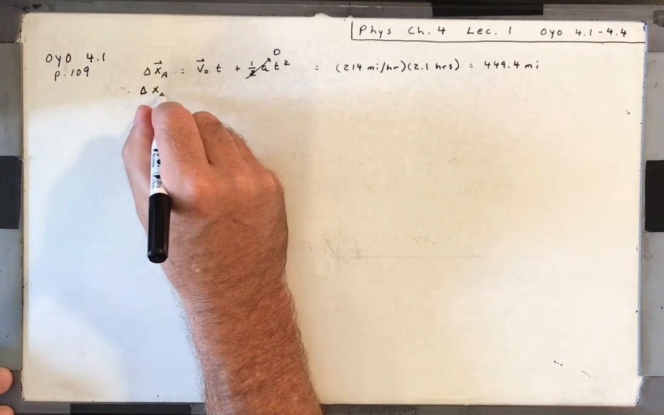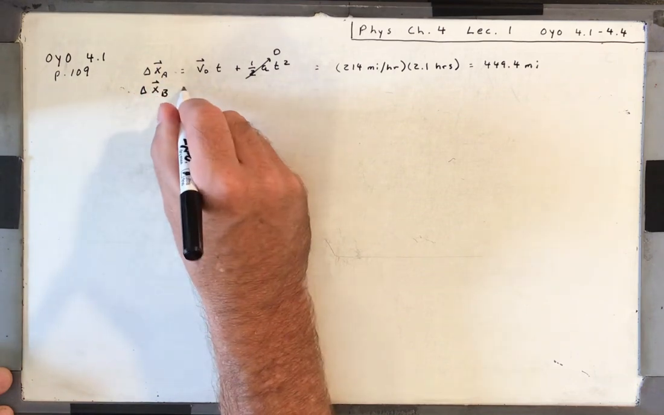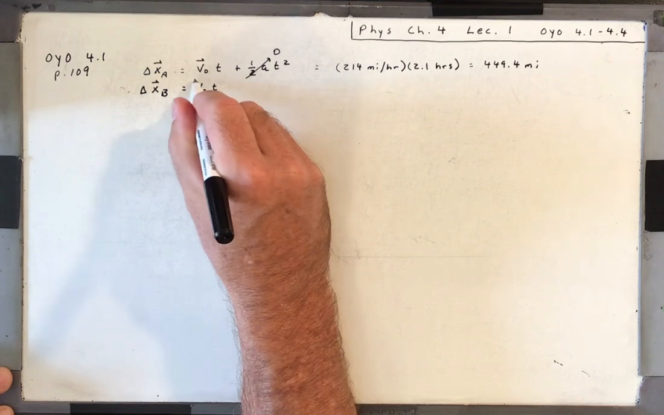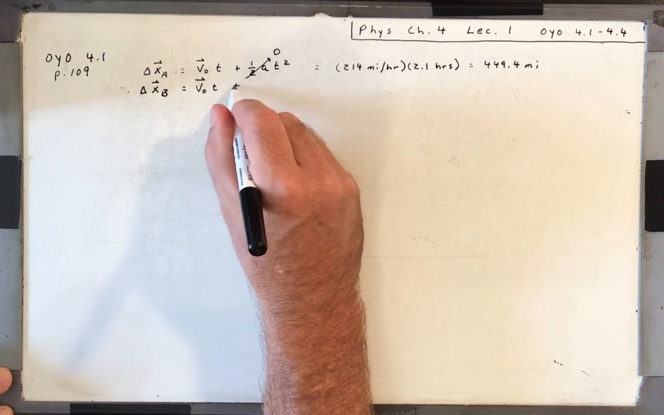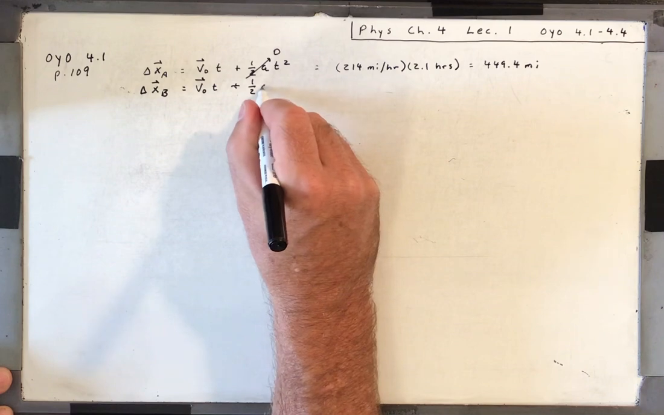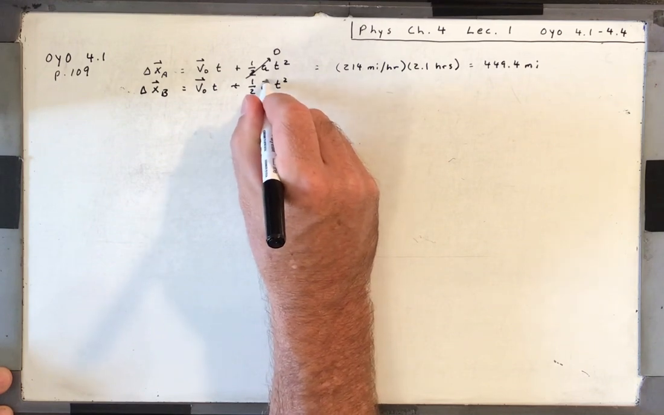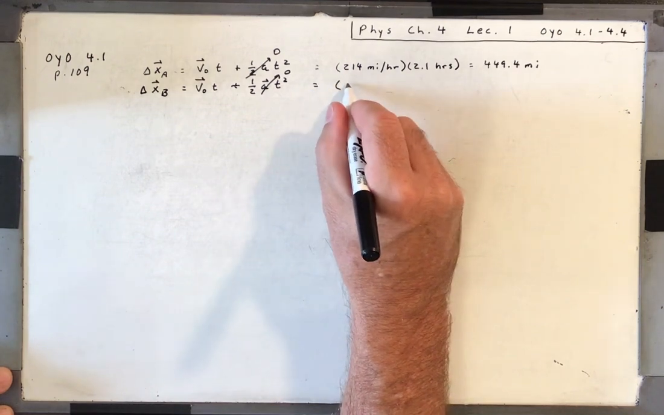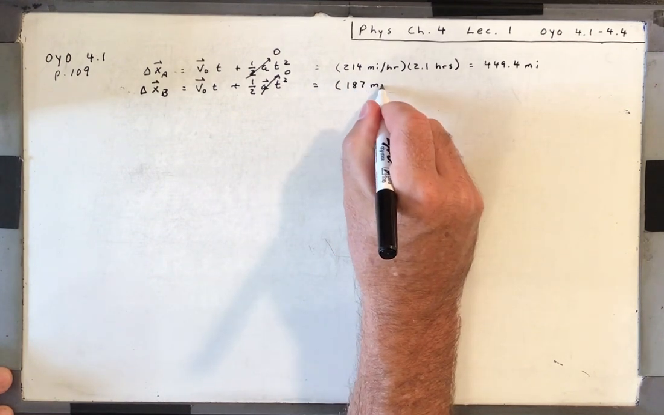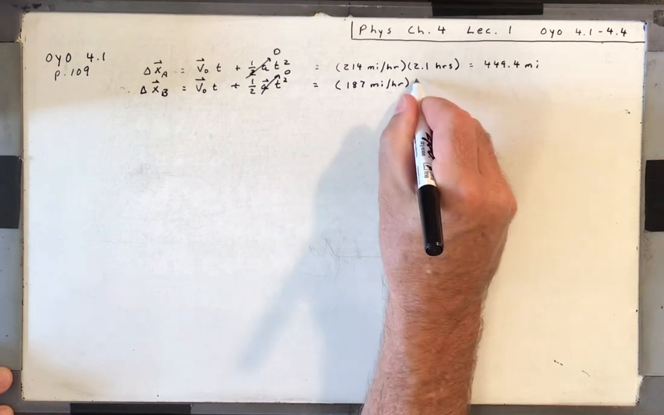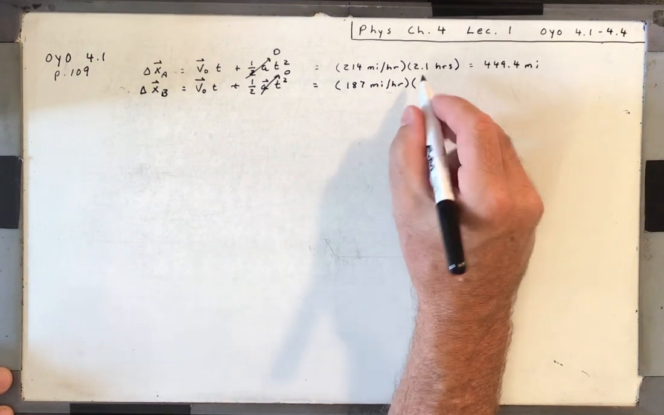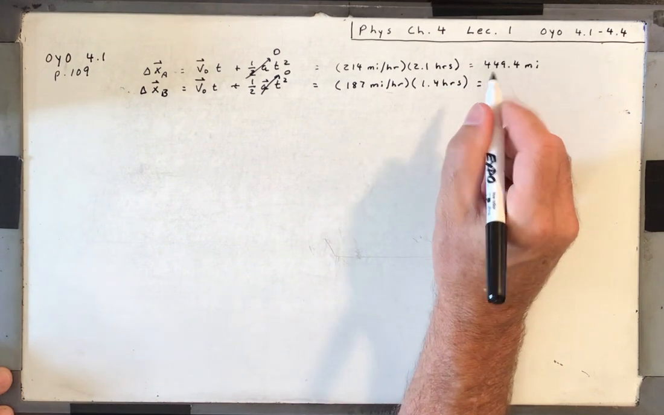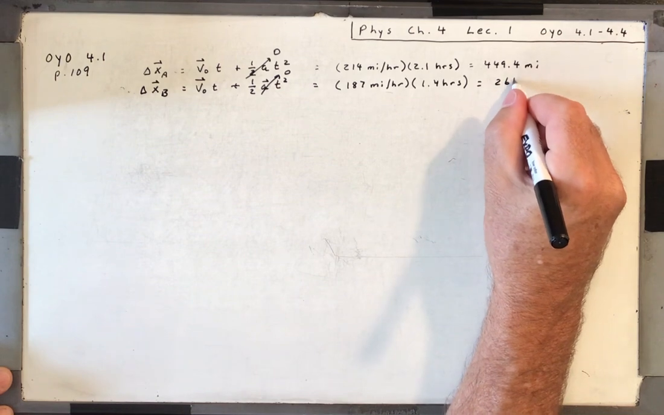And then for leg B of the journey, it's the same thing. You're going to have the initial velocity times time, but the acceleration component of the equation is just 0. So that's going to be 187 miles per hour times 1.4 hours for that leg of the journey. So that's 261.8 miles.